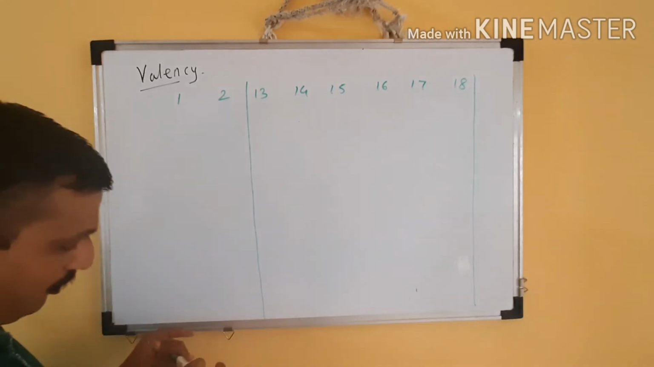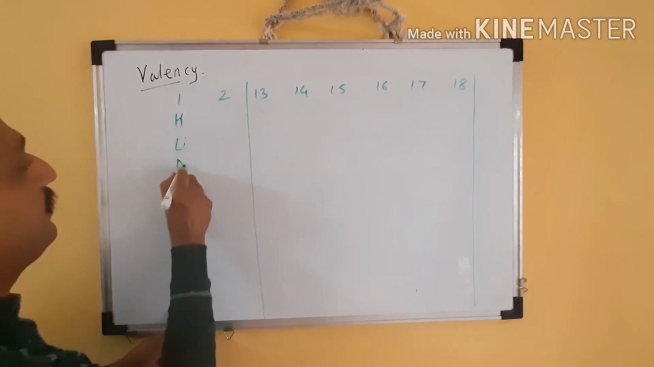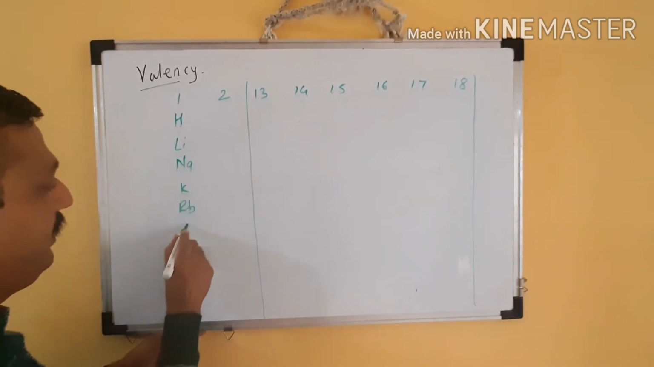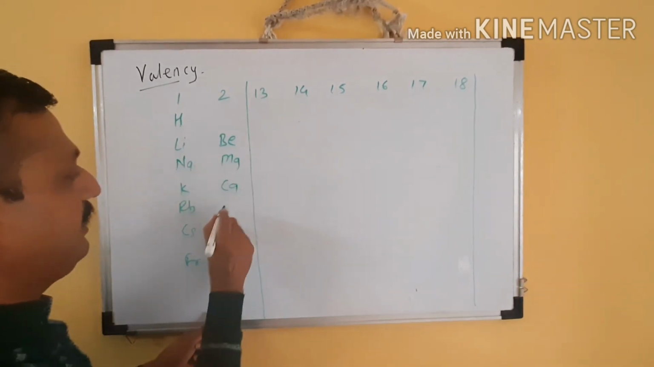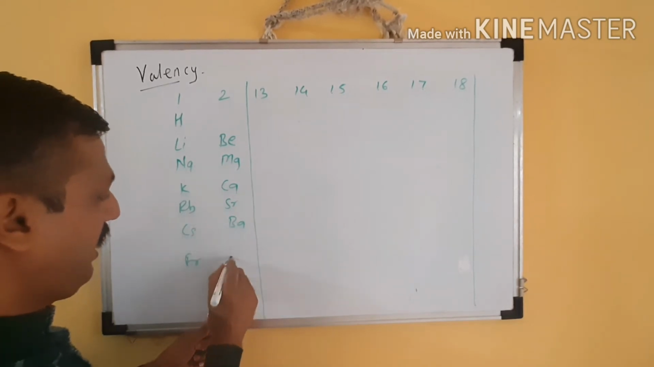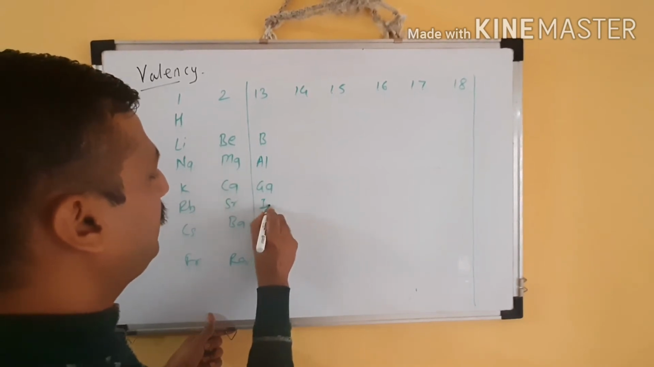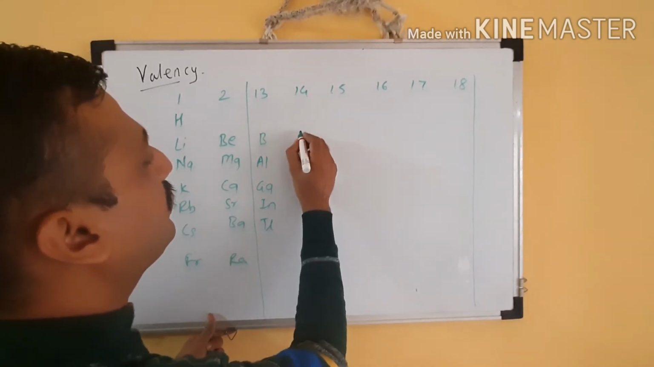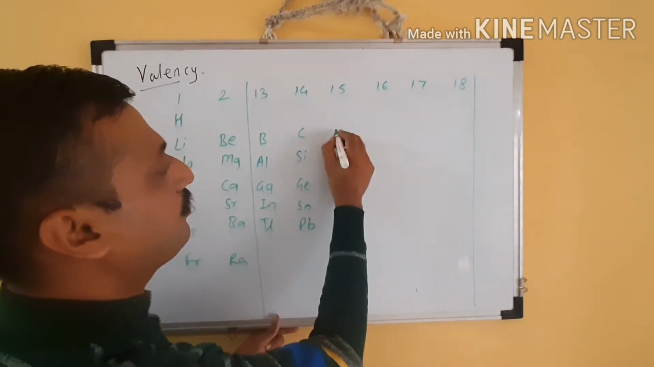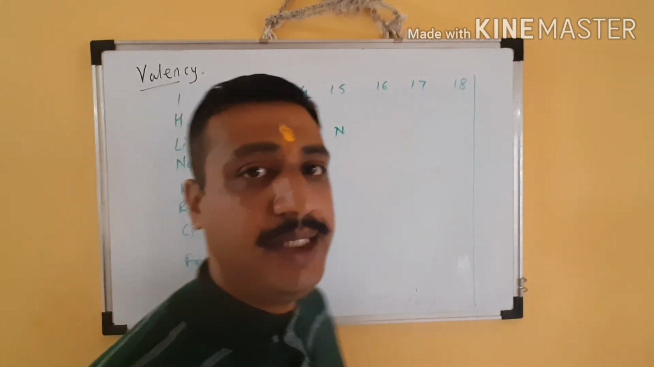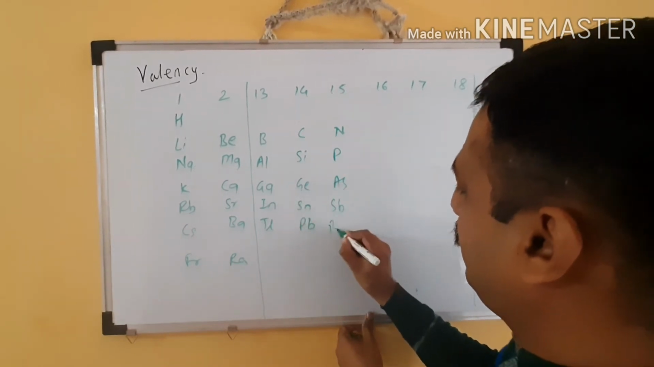So that's why we should know which elements are present in the first group. Here there is hydrogen, then lithium, sodium, potassium, rubidium, cesium, francium. The second group consists of beryllium, magnesium, calcium, strontium, barium, and radium. Here there is boron, aluminium, gallium, indium and thallium. Group 14 consists of carbon, silicon, germanium, tin and lead. The 15th group elements, the pnictogens, the nitrogen family elements, consist of nitrogen, phosphorus, arsenic, antimony and bismuth.